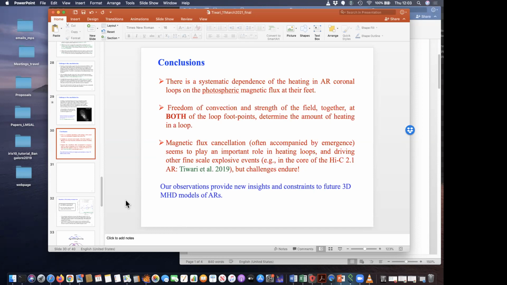I think it is, yes. You can see there is a clear dependence of heating in coronal loops. Of course, length is important, as I showed you in the previous slide, but there is a systematic dependence of the heat on the magnetic flux at their foot points. We find strong evidence for that.